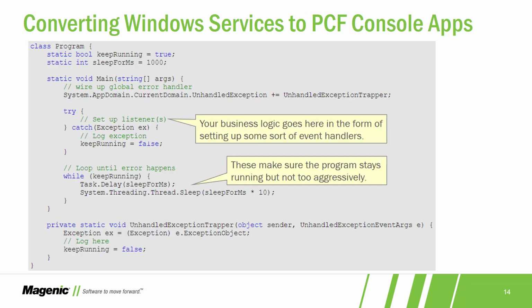So here's a classic console app structure that you can start with, and then you can move your business logic of your service into. So we have this idea of main, and main wires up a global exception handler as the ultimate something horrible happened exception catcher. We run our main logic in a try catch, and then we do an infinite loop with a task delay and a thread sleep in it to make sure that our process keeps running.